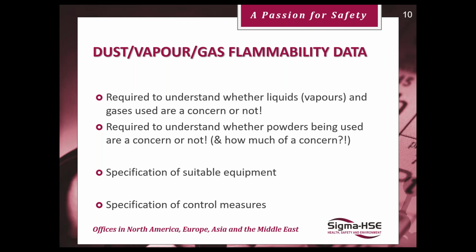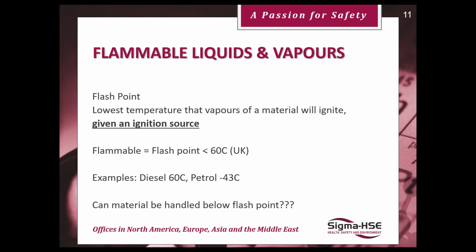Now, when we're looking at flammable liquids, and many of you will have storages of flammable liquid in one shape or form, one of the major first pieces of data we need to know is the flash point: the lowest temperature at which a material gives off sufficient vapors which, if they mix with the air, will ignite if we give it an ignition source. That's known as the flash point. And in the legislation in the UK and Europe, we classify something as flammable if it's got a flash point of less than 60 degrees C.